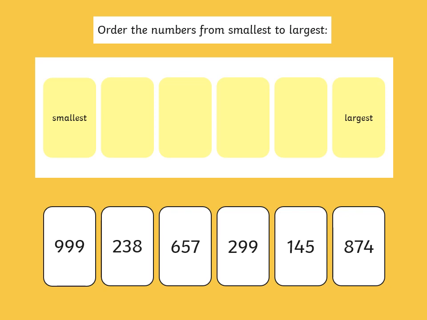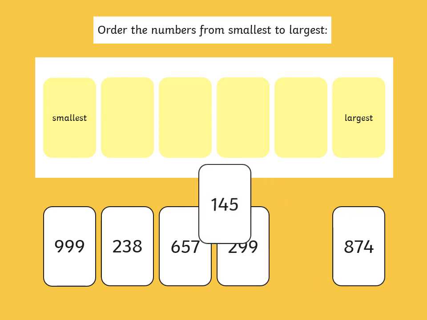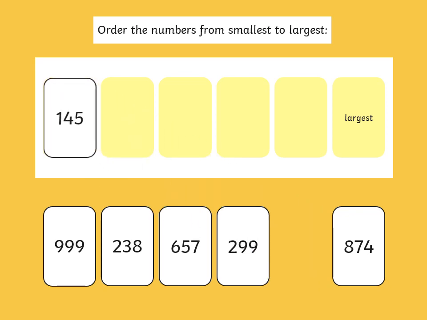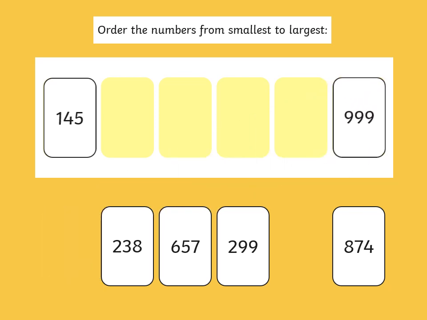All right, so I can see straight away that I've got one number that has a 1 in the hundreds place, and there's no other numbers. So 145 is going to be our smallest number. Is that what you guys had? I'm sure you did. Now we'll look at our highest number. So we can see we've got an 8 in our hundreds. That's quite high, but I think 999 is even higher. So let's pop that as our largest number.